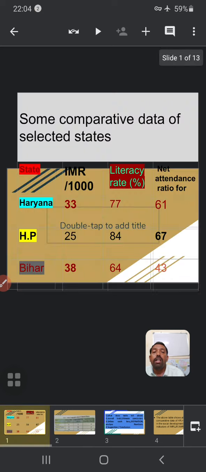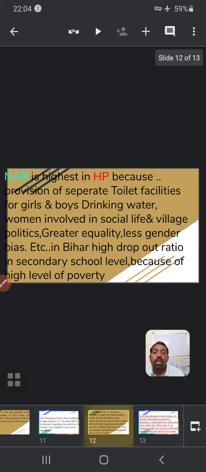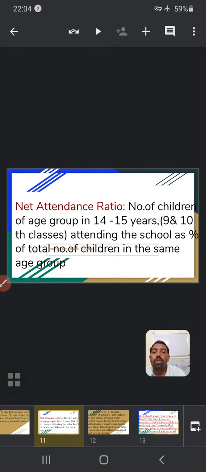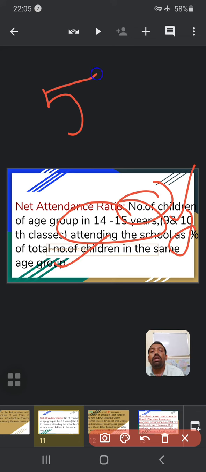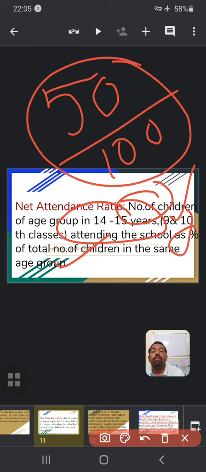The next table is telling about the net attendance ratio. So what is the net attendance ratio? Define the net attendance ratio. It is the number of children in the age group of 14 to 15 years, that is, ninth and 10th classes, attending school as a percentage of the total number of children in the same age group. It means, for example, in your locality, if 100 students are there and only 50 students are attending ninth and 10th class, out of 100 students, how many are attending, that is called the net attendance ratio.